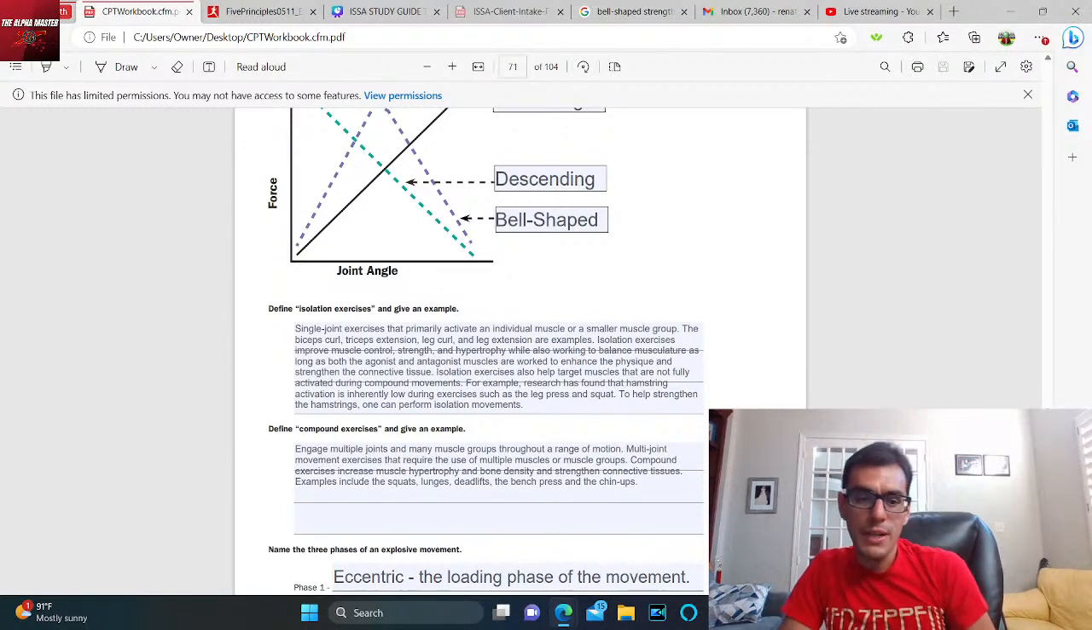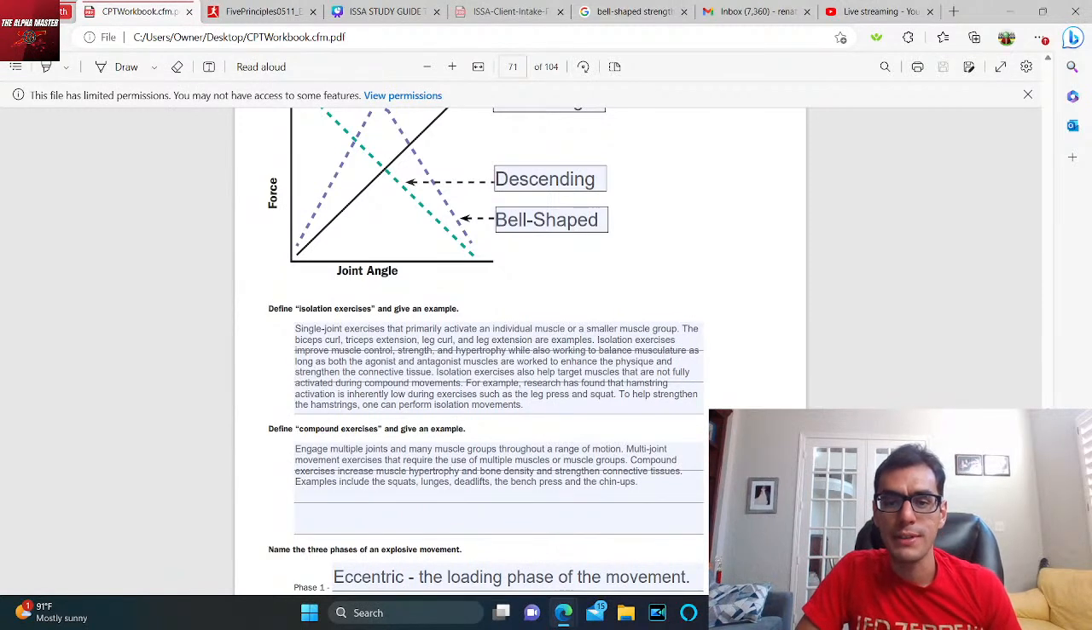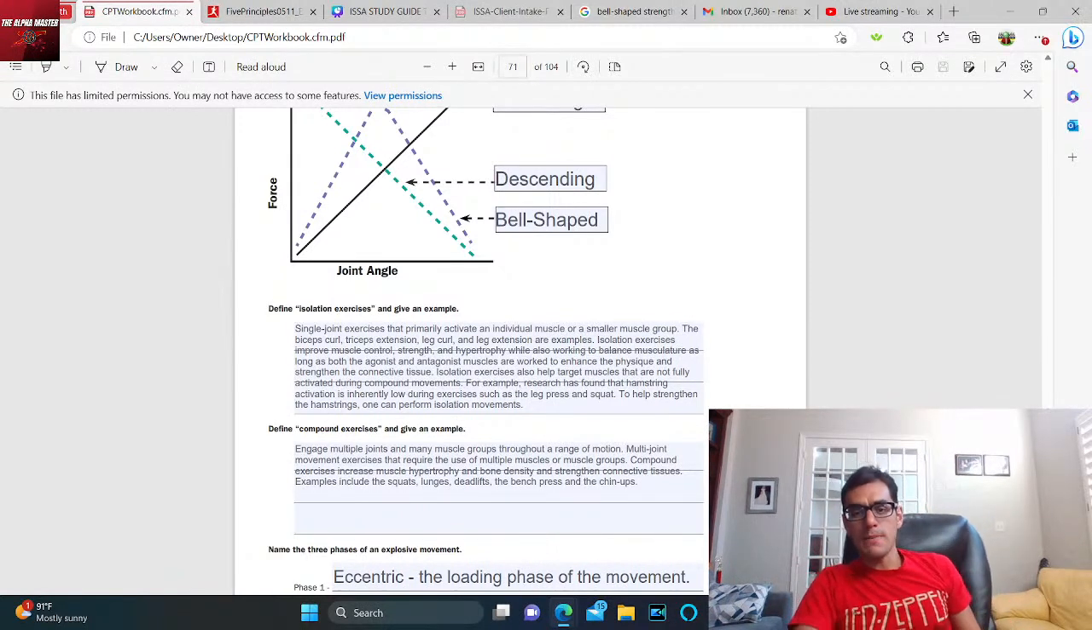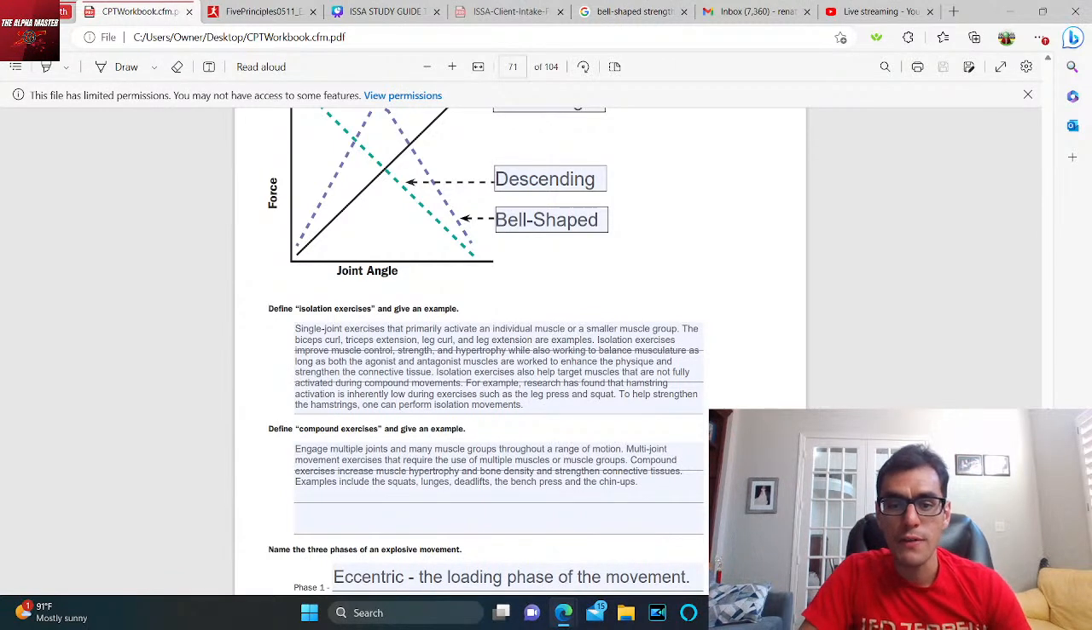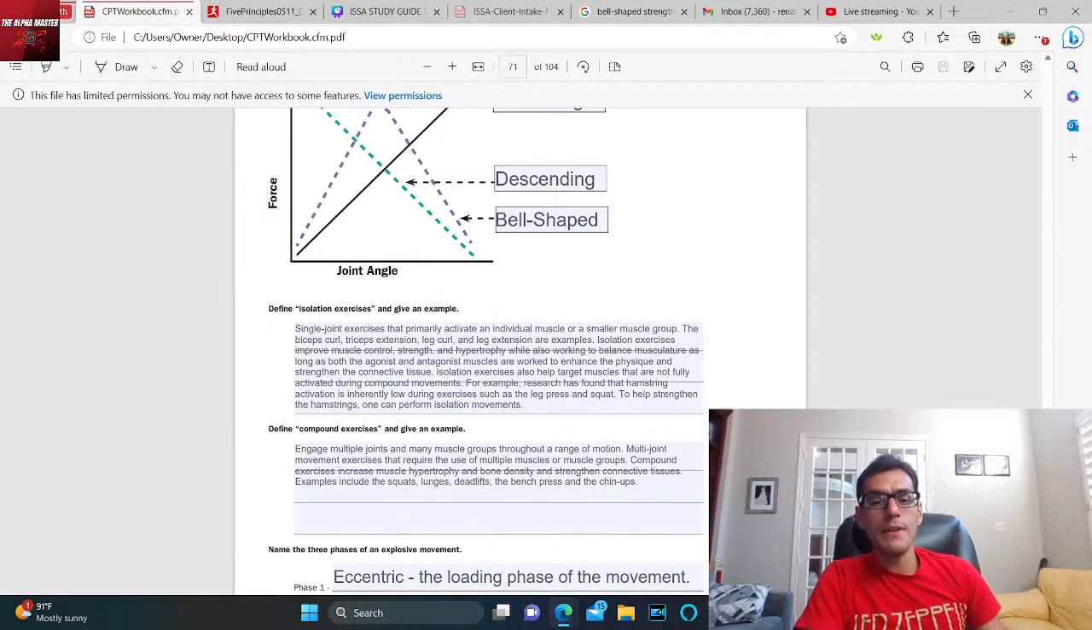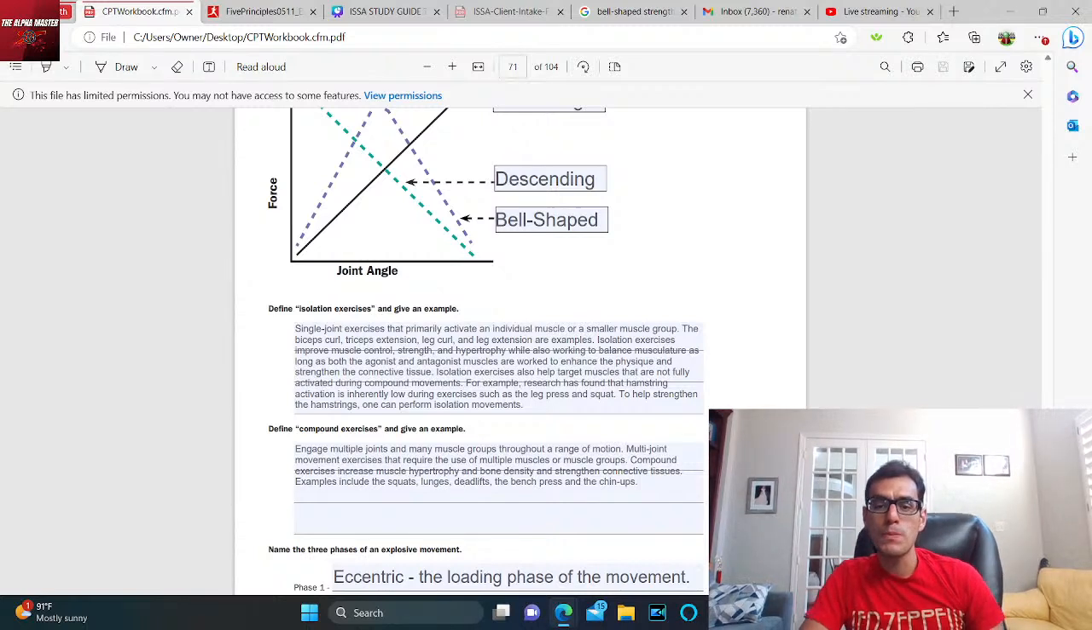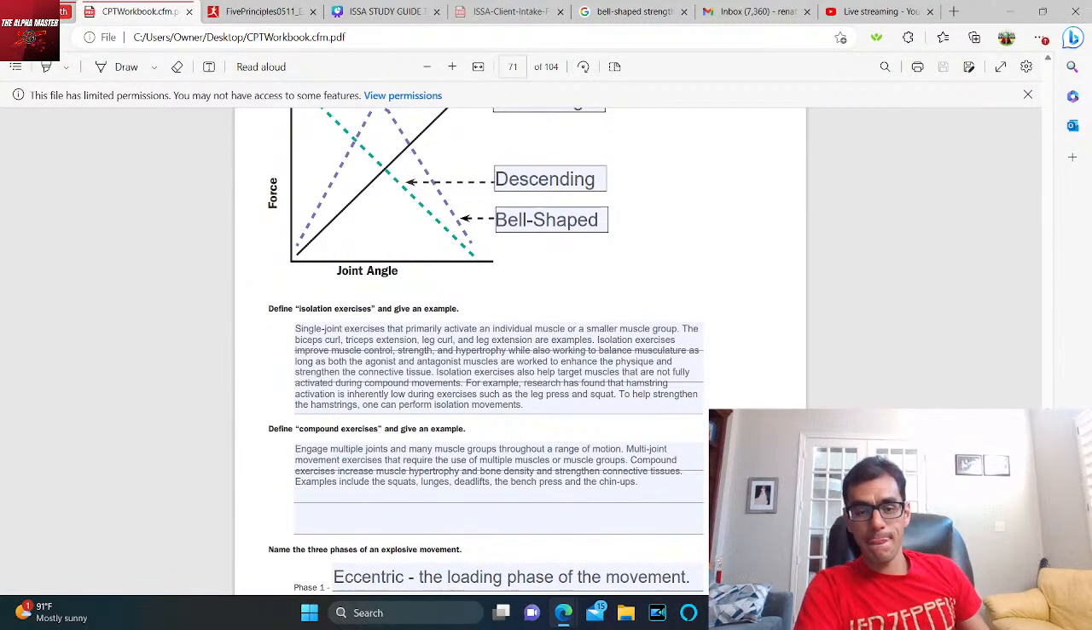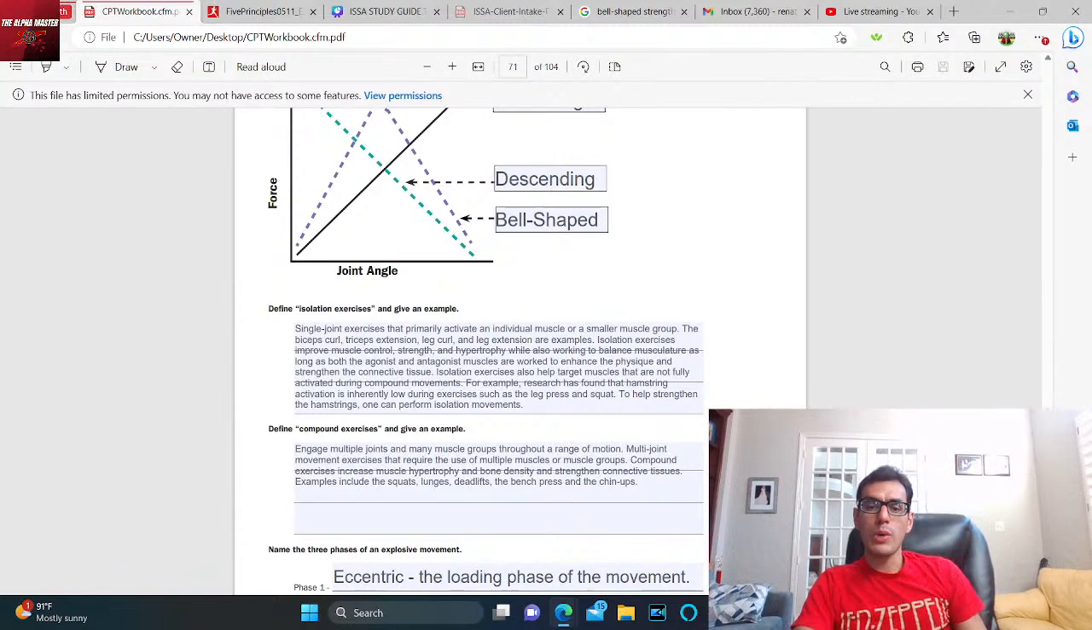Now, compound exercises, I gave an example, engage multiple joints and many muscle groups throughout a range of motion. Multi-joint movements, exercises that require the use of multiple muscles or muscle groups. Compound exercises increase muscle hypertrophy and bone density and strengthen the connective tissues. Examples include the squats, the lunges, the deadlifts, the bench press, and the chin-ups.